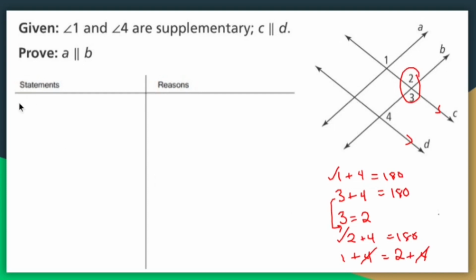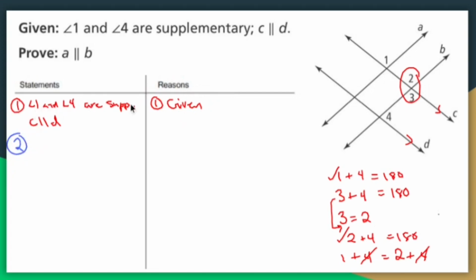I'm going to start first off with my given. Okay? Angle 1 and angle 4 are supplementary. Abbreviate, you're allowed to. Also, C is parallel to D, and that's going to be my given. Always start out with your given.